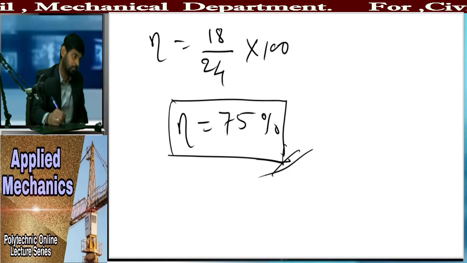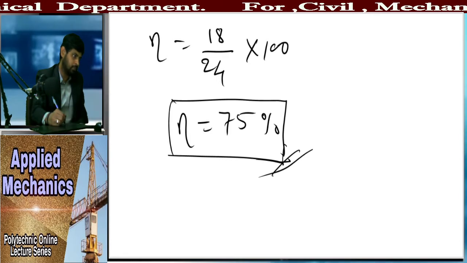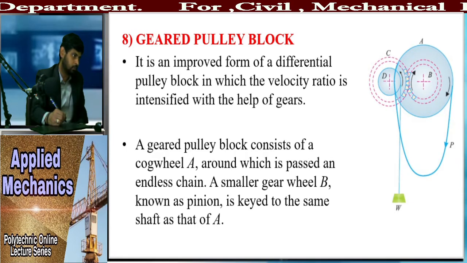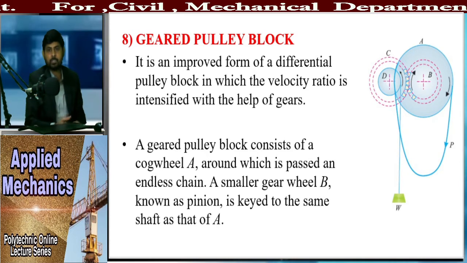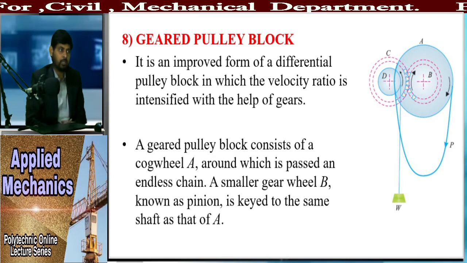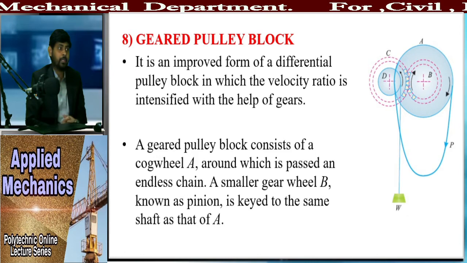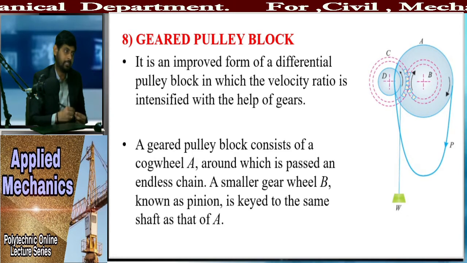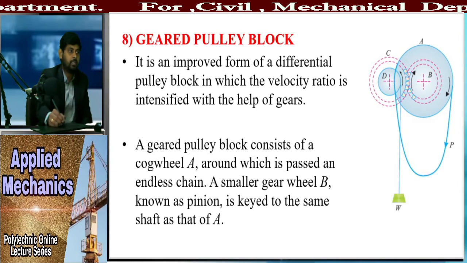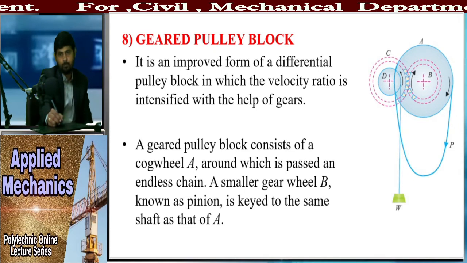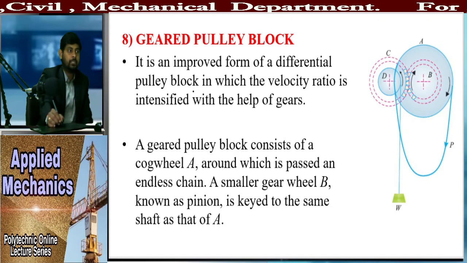Just shift to the next point, that is the last machine. So gear pulley block, this is the 8th machine and the last machine in our chapter. After this gear pulley block, our chapter will be over. You can see the diagram on your right side. It is an improved form of the differential pulley block, in which velocity ratio is intensified with the help of gears.